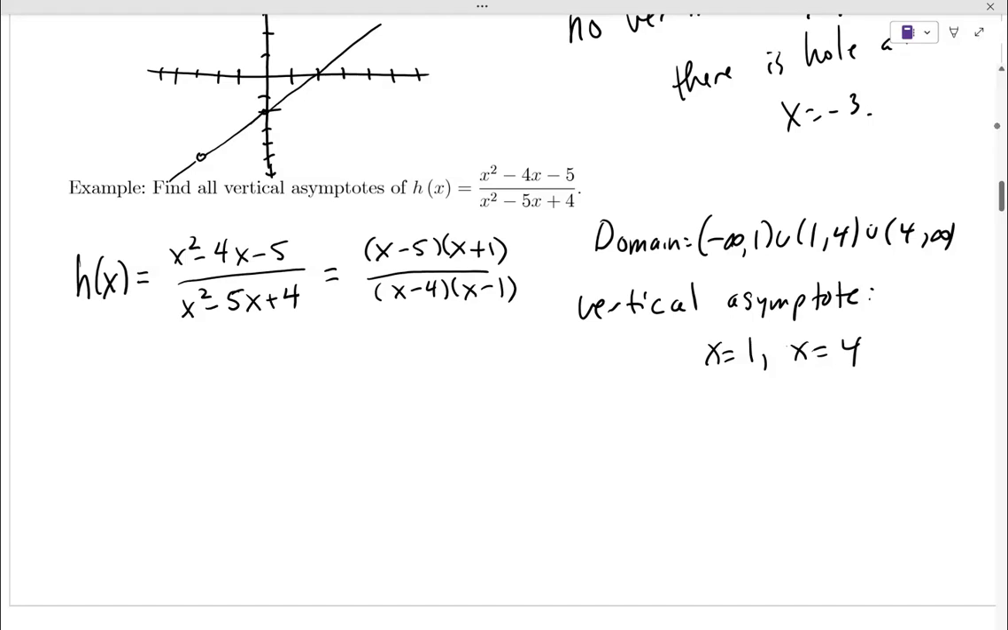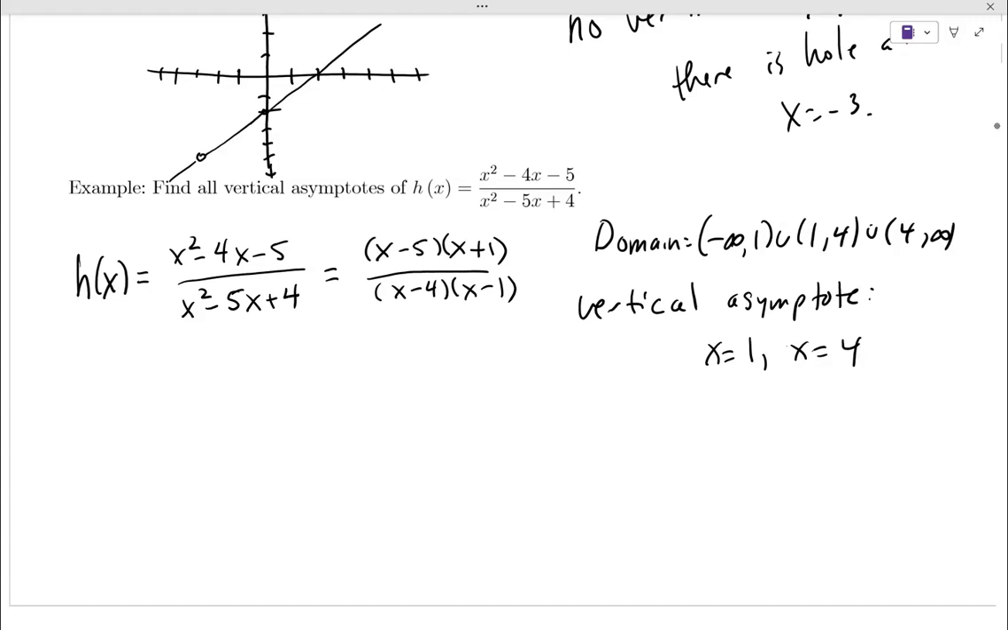Asymptotes are lines. Lines are described by equations. Don't just write 1 and 4. Numbers are not equations, okay? The proper form for a vertical line is x equal to, the equation of a vertical line is x equal to a number. So make sure you write x equal to 1, x equal to 4.